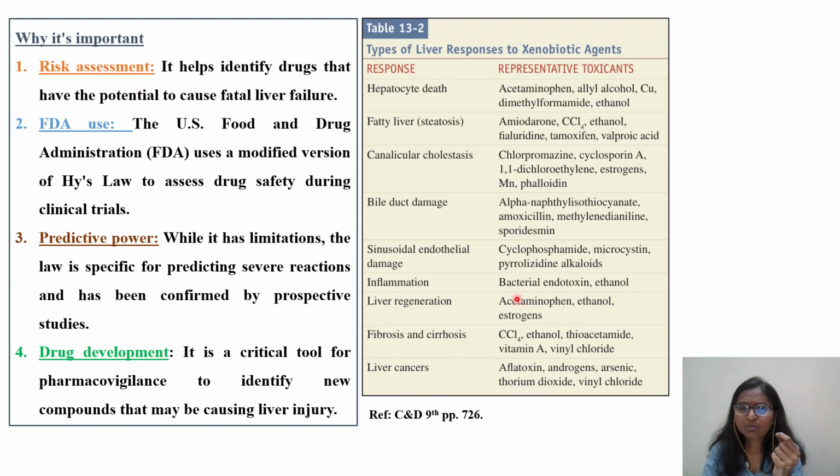Then what other metals have we studied here? Copper. Copper is causing hepatocyte death. And manganese is causing canalicular cholestasis. So like that you have to remember: solvents, what part of the damage, metals, whatever. So which class of drugs? Most of the time we have come across tamoxifen. Anti-cancer drugs, cyclophosphamide, is coming here. Then we have other types of anti-cancer drugs also. So remember in that way, that will be helpful for your exam.